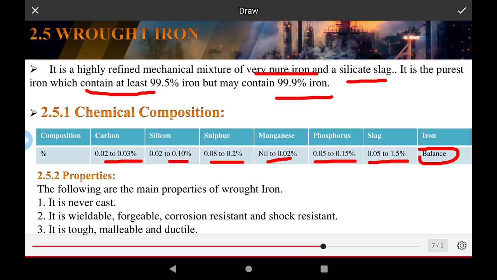Properties of wrought iron. The following are the main properties of wrought iron. It is a never cast. It is weldable, forgeable, corrosion resistant, and shock resistant. It is malleable and ductile.